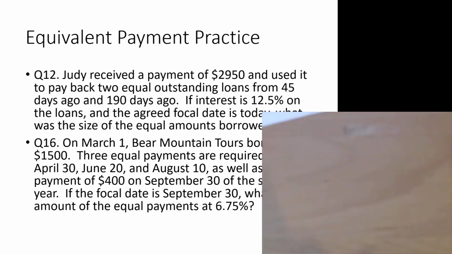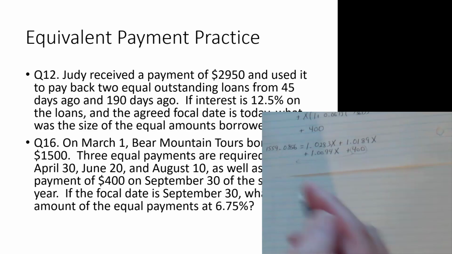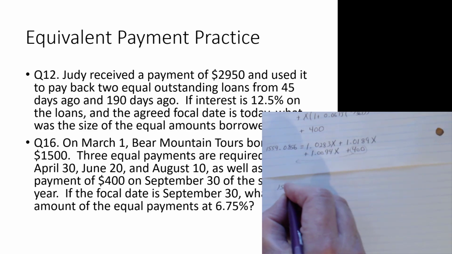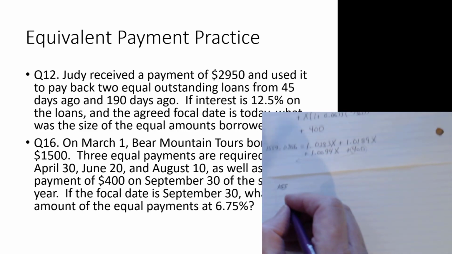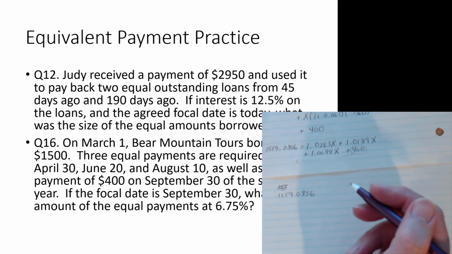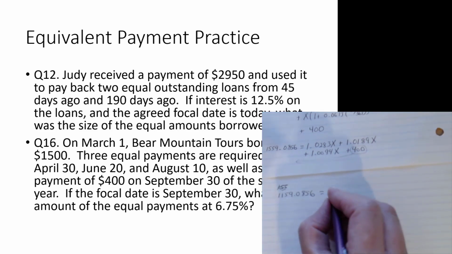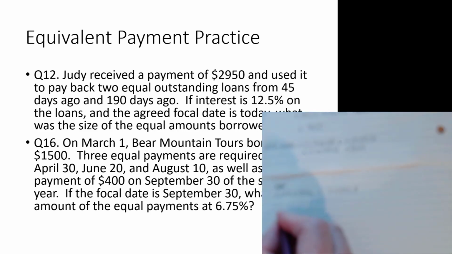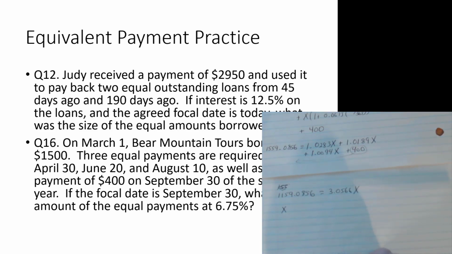All right, let's give this a shot here. So the 1559, minus the 400, and I get 1159.0856. Again, I subtracted the 400 from the 1559 and some change. Gathered up all those x's, and I get 3.0566x. And I'm going to isolate the x by dividing by 3.0566 on both sides. And that x equals $379.21.